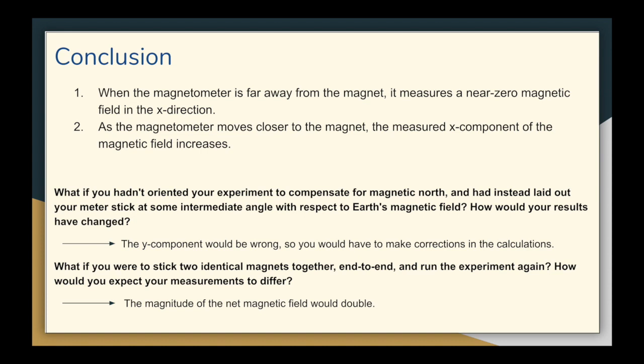The second question is, what if you were to stick 2 identical magnets together end to end and run the experiment again? How would you expect your measurements to differ? The answer is, the magnitude of the net magnetic field would double.